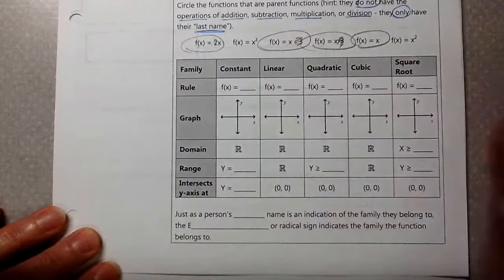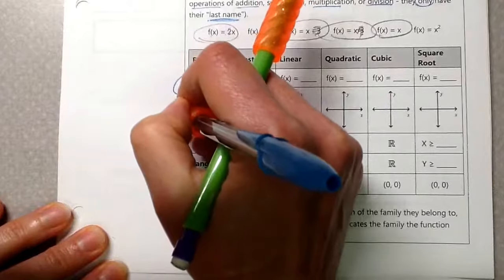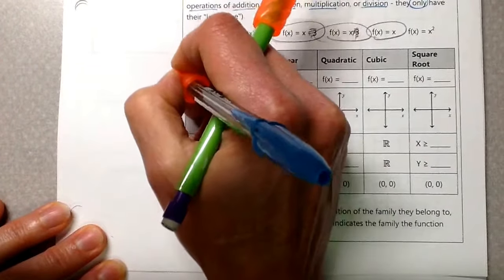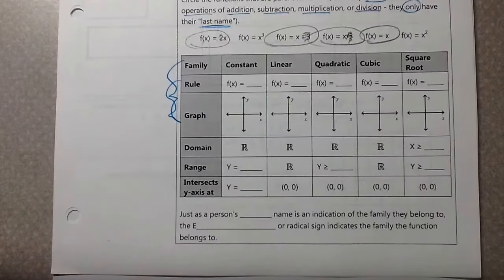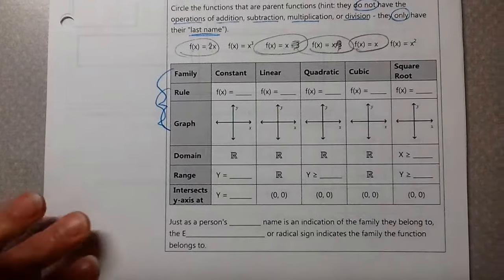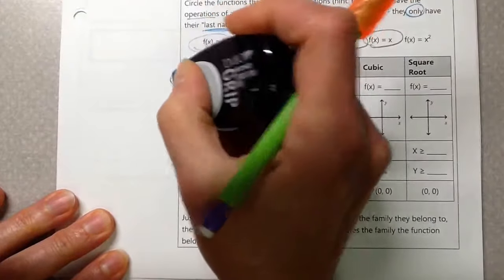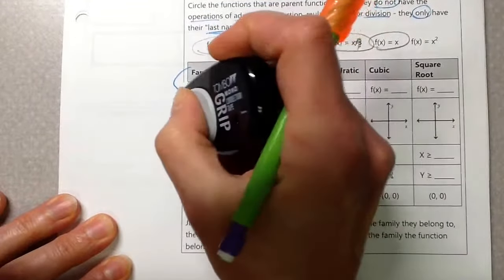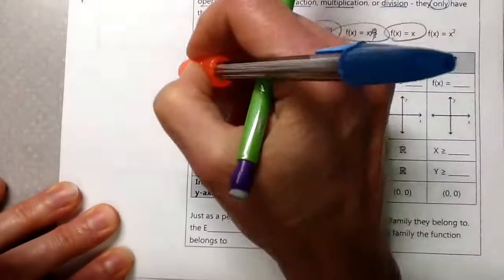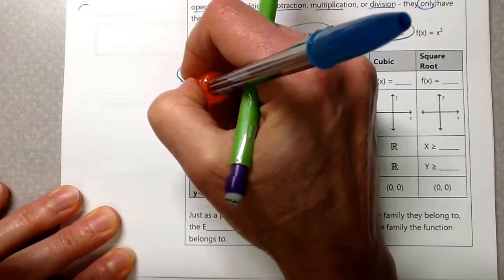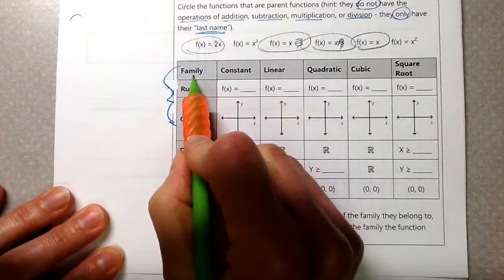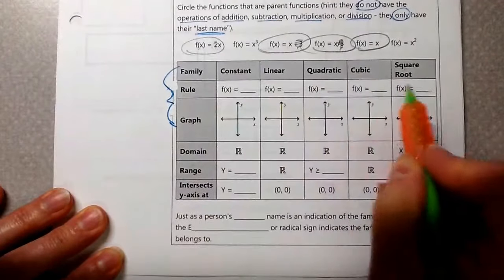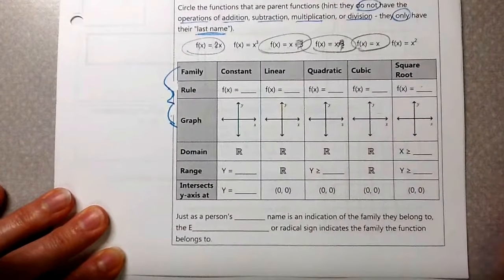Now, you are going to have to memorize these 3 rows of that table. Let me just wait this out here so you can see which one's a little bit better. So I want you to memorize these 3 rows. You need to memorize the family name, you need to memorize the rule, and you need to memorize the graph.